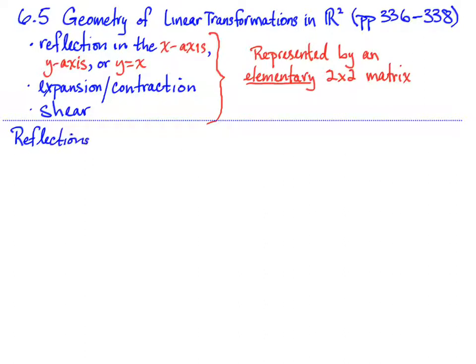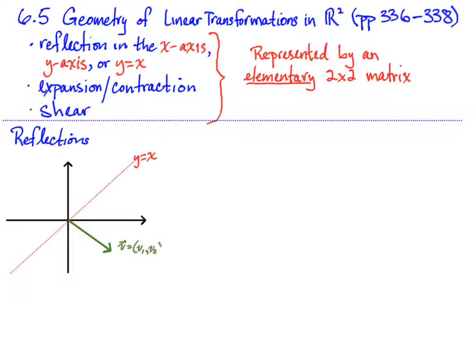So the first reflection we're going to look at is something we've already worked with before. It's the reflection across the line y equals x. And we saw that when we take a vector v1, v2, the two components, and we reflect it across that line, we get the new vector, which is just the two components swapped. So T of v1, v2 is just v2, v1.